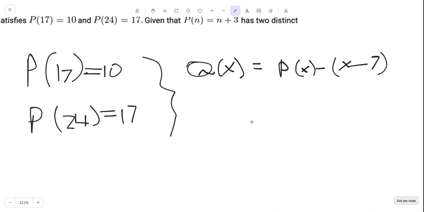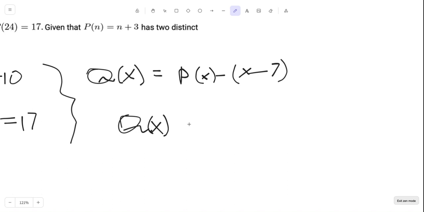what this does is it makes 17 and 24 both roots, because p of 17 is equal to 7 less than 17, and the same goes for 24, which means q of 17, which is also q of 24, equals 0. And what does that also mean? It means q of x is equal to some polynomial, I'm going to let it be small q of x, times x minus 17 times x minus 24.